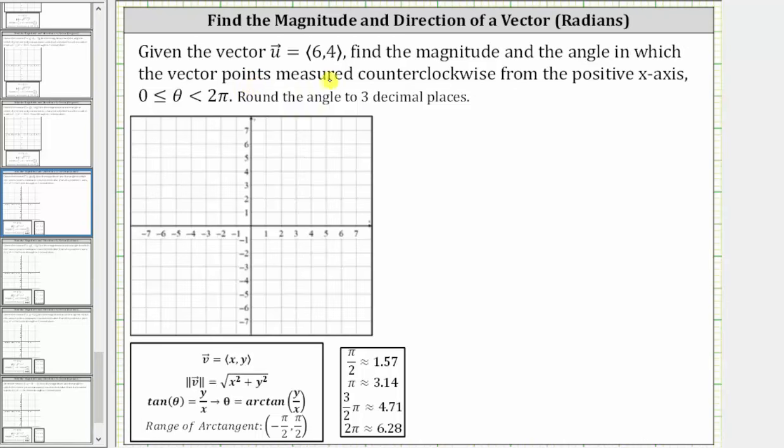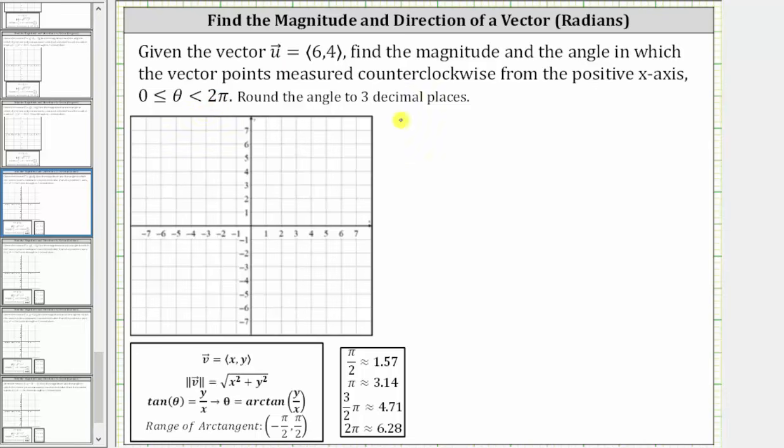We're given the vector u in component form and asked to find the magnitude and direction, where the direction is the angle in which the vector points measured counterclockwise from the positive x-axis, and we're told to give the angle theta in the interval from 0 to 2 pi radians.